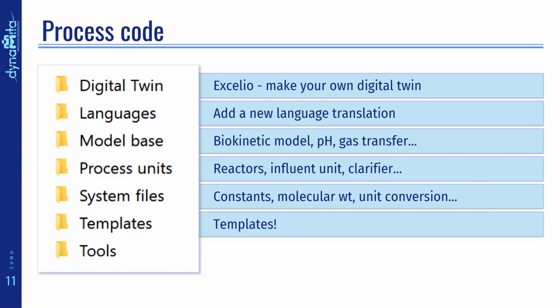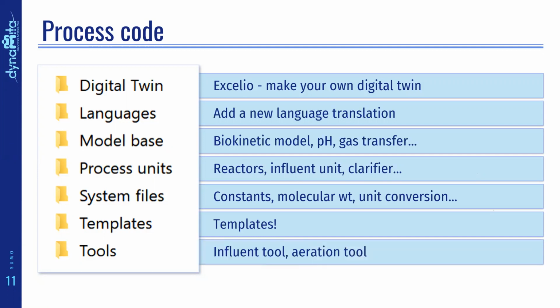We also have a template folder where you can copy templates from to create these model files. And finally, the tools. If you're familiar with SUMO, we have the influent tool or aeration tool, which is accessible for SUMO users for influent characterization or identifying aeration specific parameters for modeling. You can create your own tools and then link them to different models. So all these are available in Excel within these folders, which one can modify or develop for their own specific need.